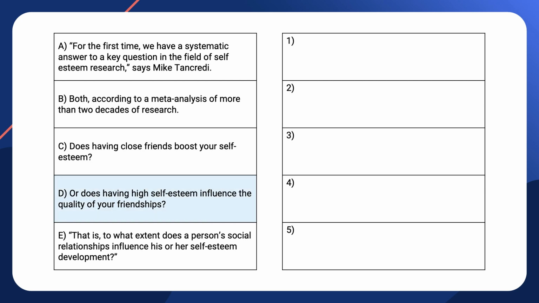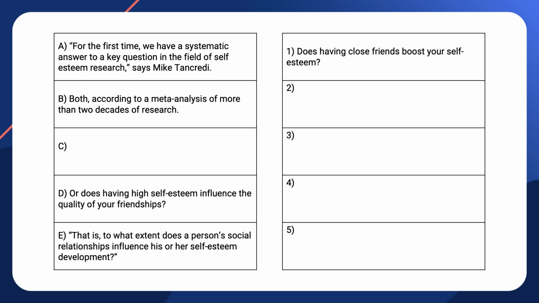Sentence D. Or does having high self-esteem influence the quality of your friendships? The word or in this sentence seems to imply a sentence before this one. So I don't like this one. Sentence E. That is, to what extent does a person's social relationships influence his or her self-esteem development? Well, once again, we have a phrase, that is, which implies there was a sentence before it. So it seems like sentence C was the best independent sentence. So let's put it as sentence number 1.